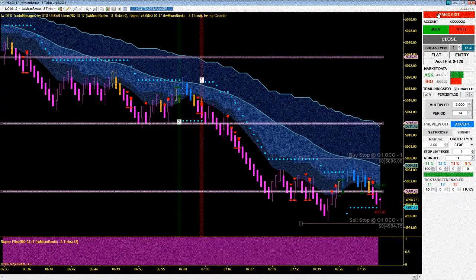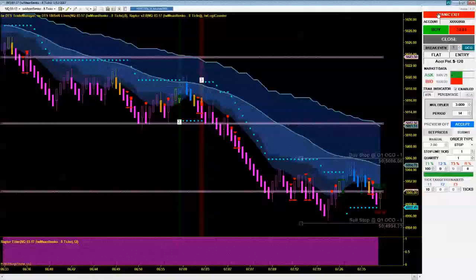But I think we've also got the buy, sell buttons. We've got the close button. Oh, yes, I almost forgot. The panic exit. This is a new feature on the Trade Manager.